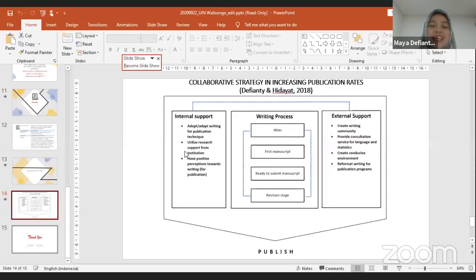The slide we discussed earlier, the collaborative strategy. So if we can collaborate, if we provide ourselves with internal support, if the university provides us with external support, and if we can deal with the complex activities in publishing, then we can actually publish.